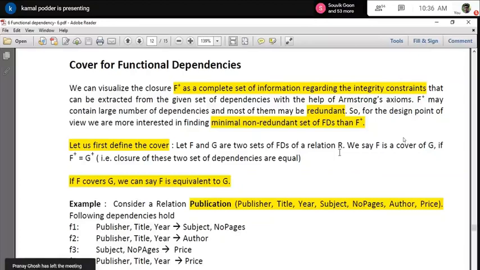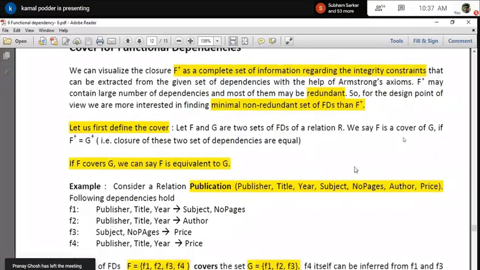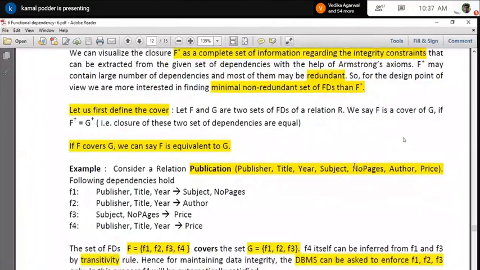So from the design point of view, we are more interested in finding the minimal non-redundant set of FDs rather than F plus. F plus will be the whole set, and that might be very big. Not only that, we may not need to implement all these FDs in the database. So you have to find out the minimal non-redundant set of FDs.